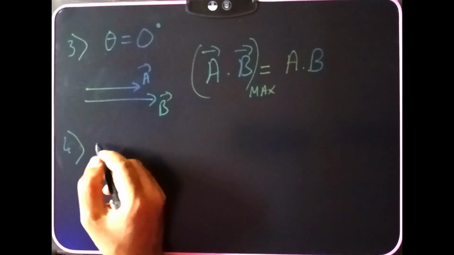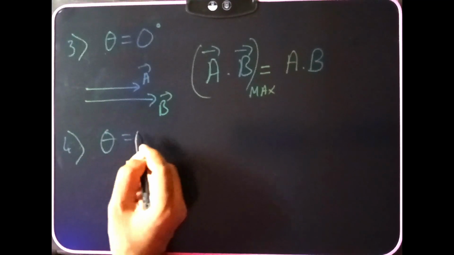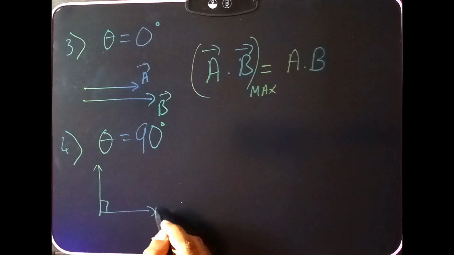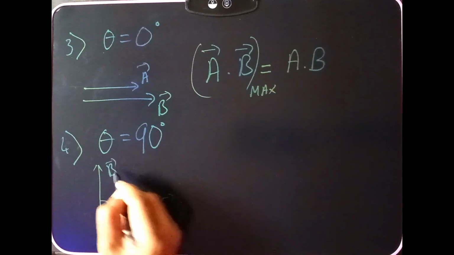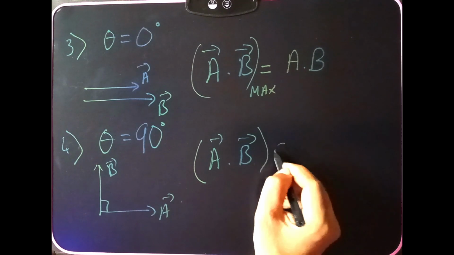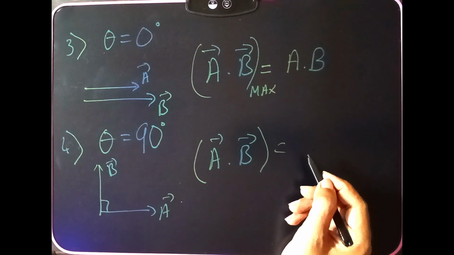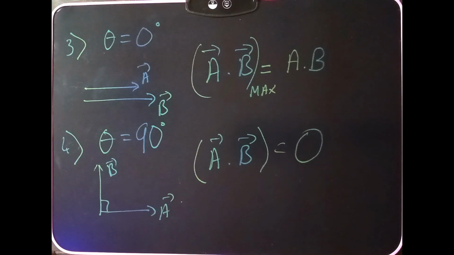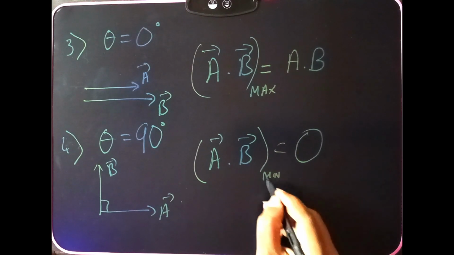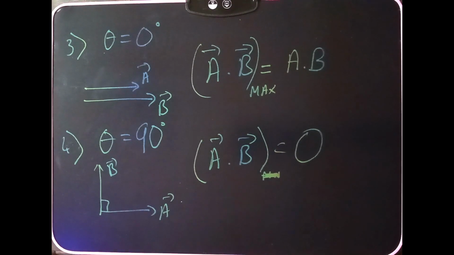Fourth case is when theta is equal to 90 degrees. So that means the vectors are making 90 degrees to each other, A, B. Then the dot product A dot B will become AB cos of 90, and cos of 90 is 0. So dot product will be 0. So here what do we get? Do we get the minimum here? No. The negative case is the minimum case, when theta was between 90 and 180 degrees.